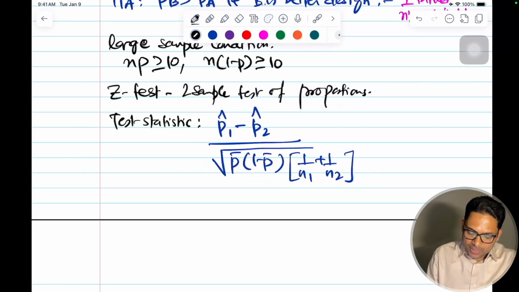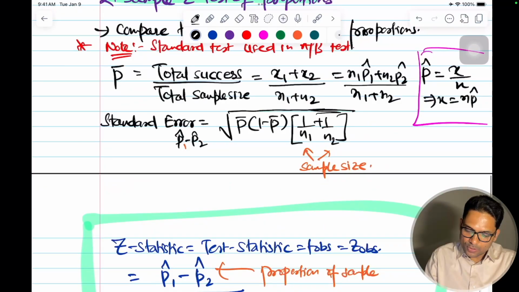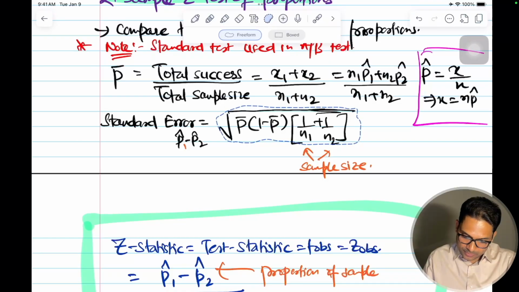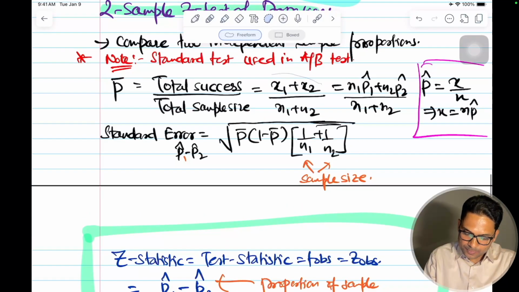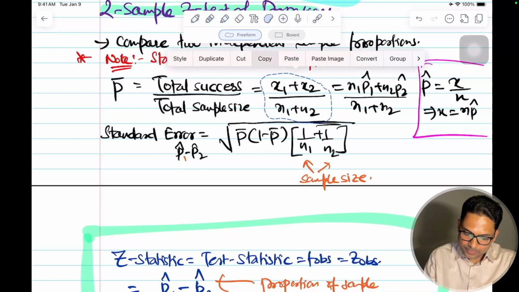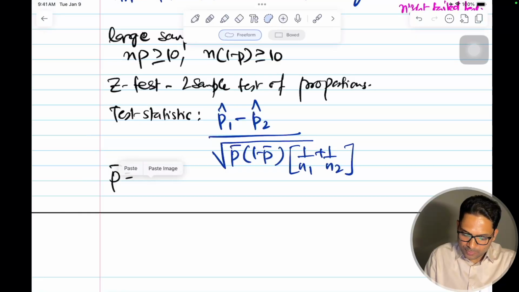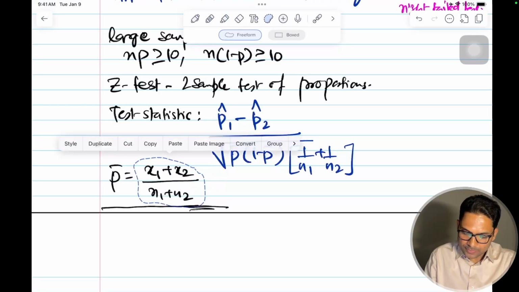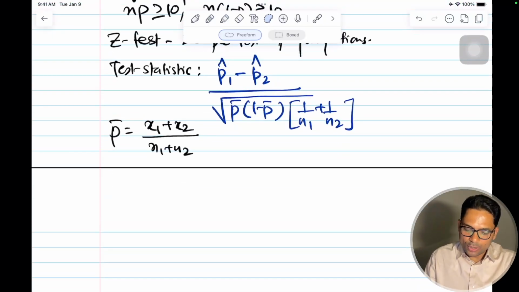And where P bar was equal to, what was P bar equal to? This square root of, I'll just copy this. No, not this one. This is the P bar, right? Okay, sorry, this is the P bar, because I have written it already. So P bar is equal to this, because I need to use P bar in the formula. So all these values are already present.